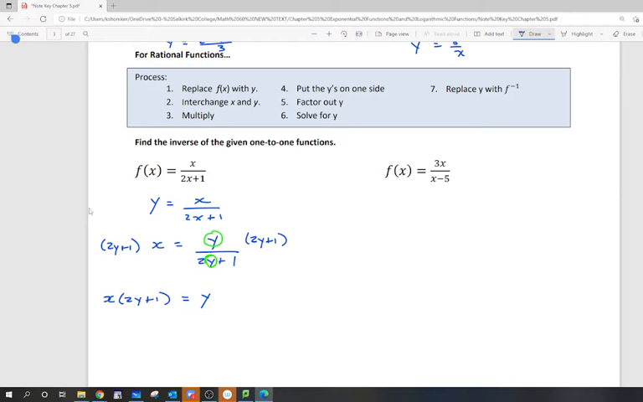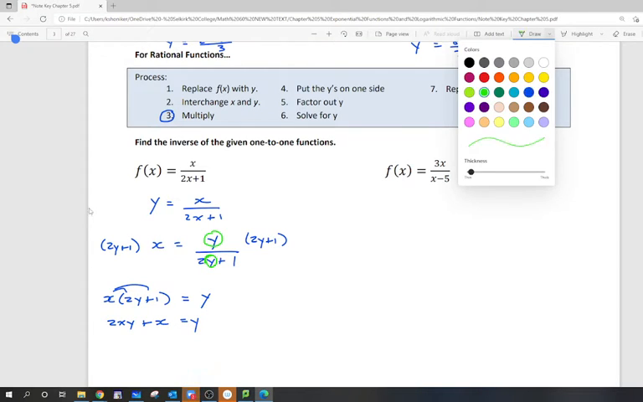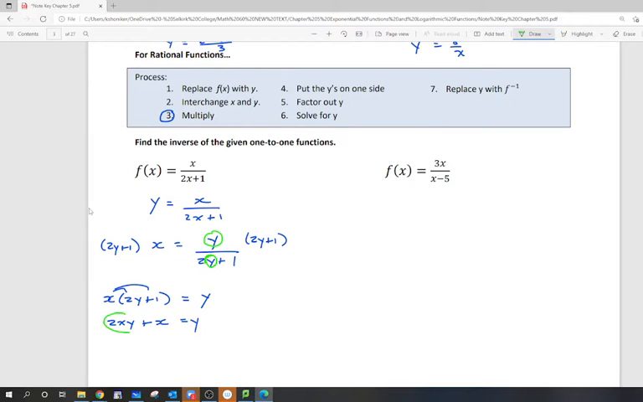Now I've got a y on the left and a y on the right. So the next thing you're going to do, this is still in step 3. We've replaced f of x with y, we've interchanged x and y. Now we're in the multiply step. So we multiplied the denominator, right? But we're also going to multiply it by distributing. So I end up with 2xy plus x is equal to y. And now what I want you to notice is that you have y's on each side of the equation. You have a y term on the left and you have a y term on the right.